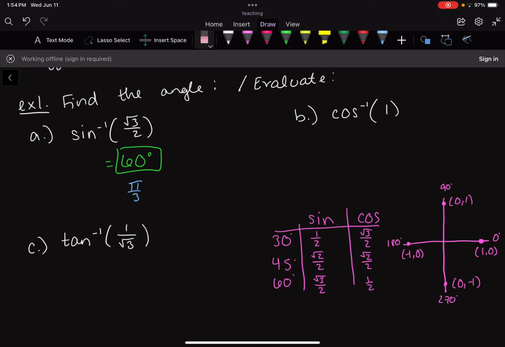Remember that cosine corresponds with the x value. So I'm looking for, where does the x value equal 1? Well, that happens right here at 0 degrees. So this would equal 0 degrees, or in radians, just 0.